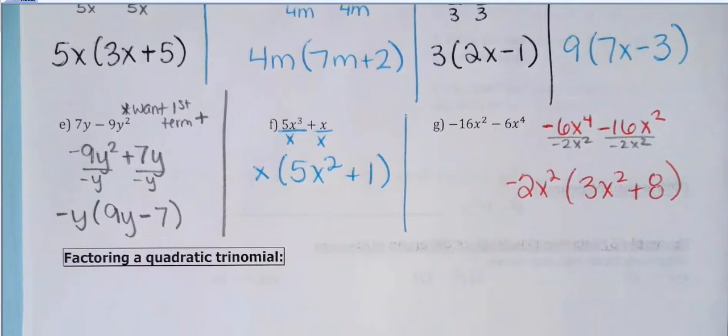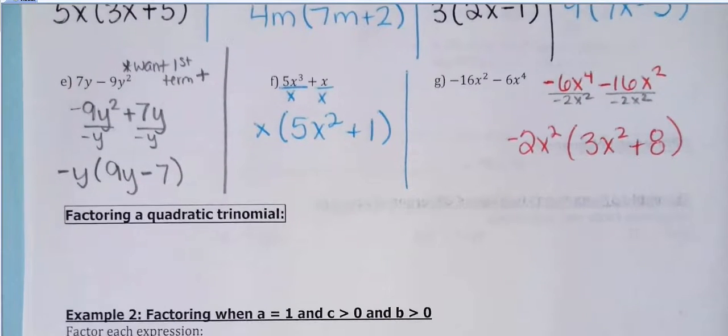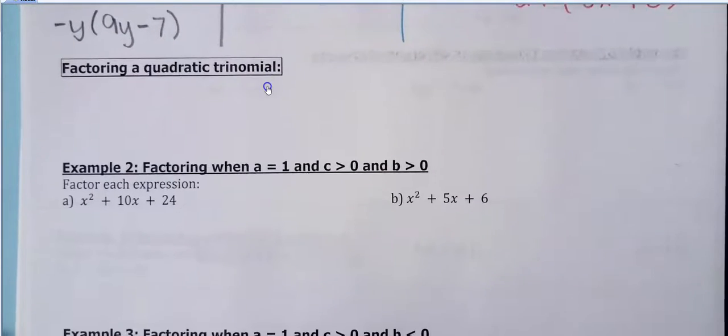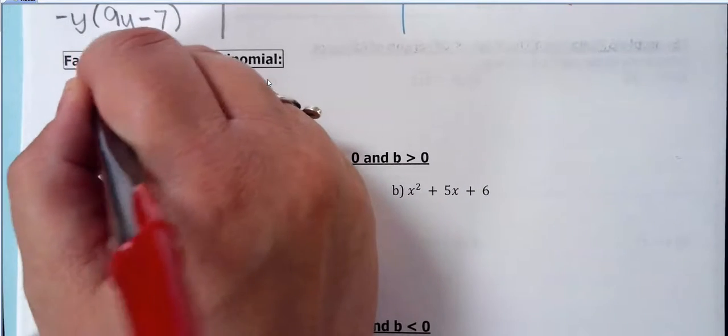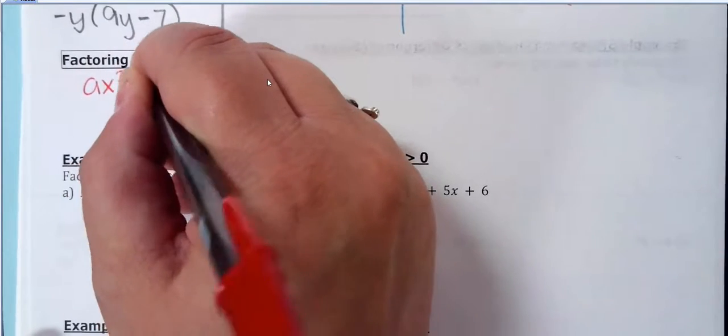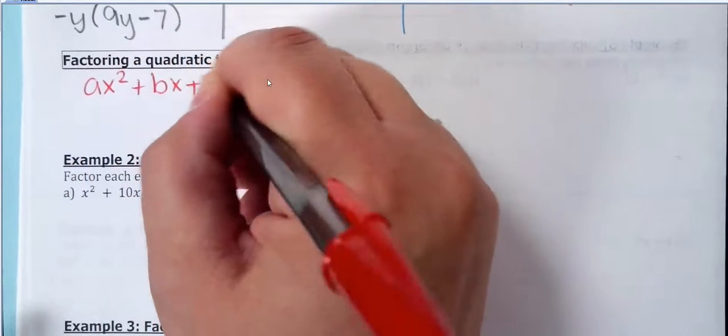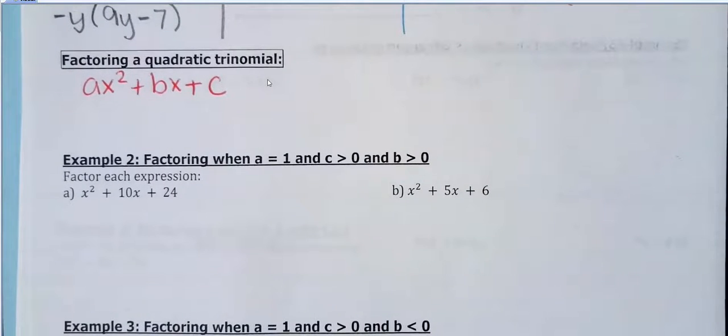Okay. Now, the rest of what we're going to do today, except for the last example, is going to factor a quadratic trinomial. All right, so just in general, these are going to be in the format like our standard form of a quadratic that we were graphing. I'm just not going to have an equal sign. It's just ax squared plus bx plus c. Now, every single one of the problems today, with the exception of the very last problem, the a value is going to be 1.